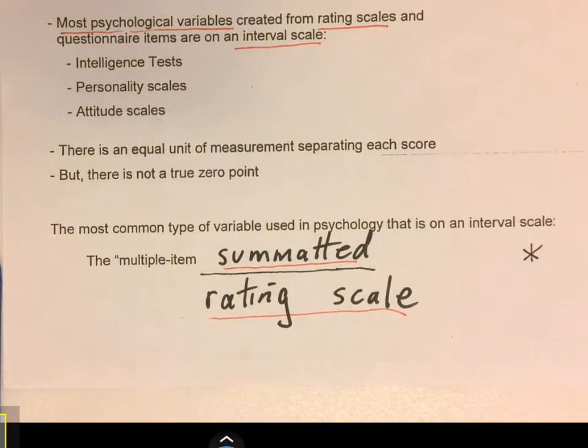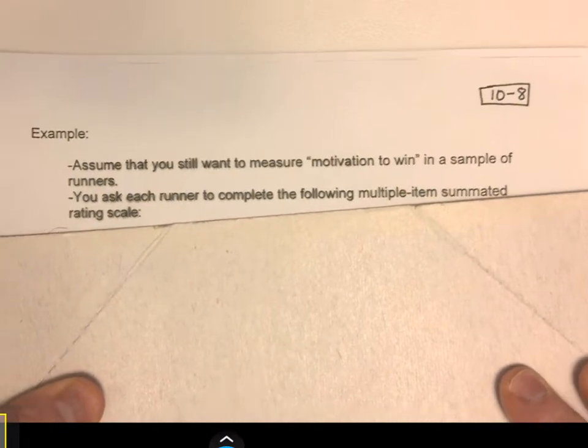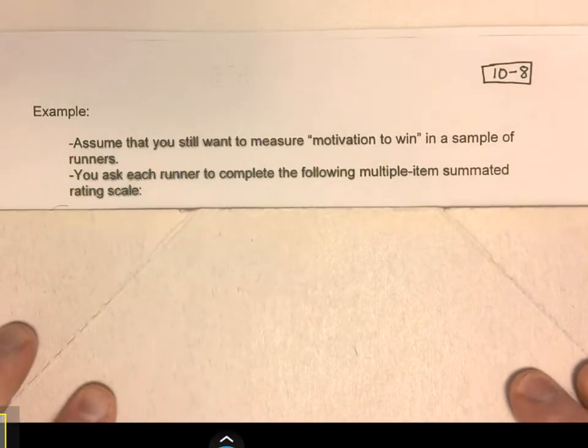If you're a psychology student, if you're going to take Psych 305 and conduct an investigation, don't measure your dependent variable using a single item rating scale. Instead, use a multiple item summated rating scale. You're going to see that it's not a terribly complex thing to put together. In our mini chapter, we're on page 10-8. I give you an example of a multiple item summated rating scale.